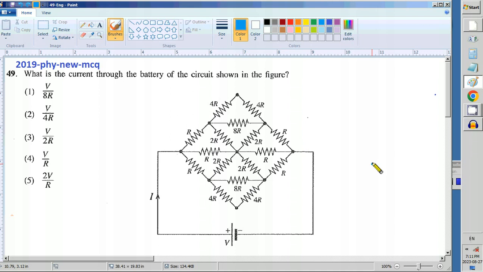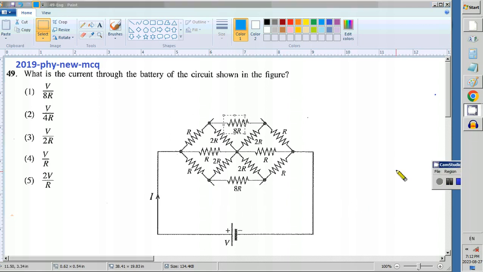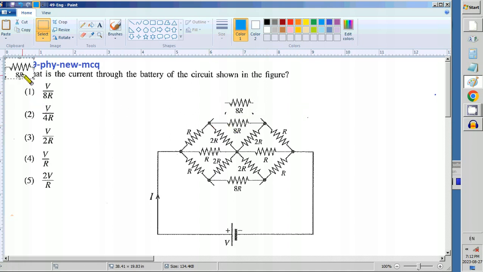Therefore we can replace one resistor instead of these two resistors and write the value as we learnt now. So 4R plus 4R, since they are in series, it will be the sum, that is 8R. Therefore instead of those two resistors, we can replace a single one like this, whose value is 8R.